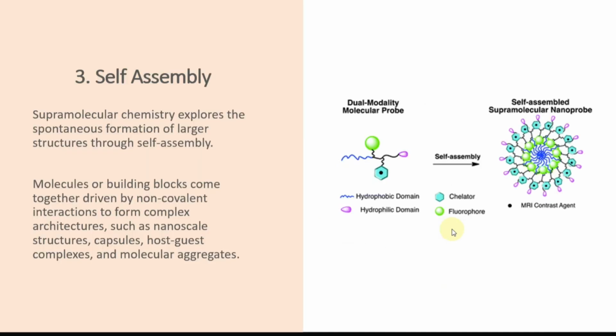Moving on towards self-assembly, well, supramolecular chemistry explores the spontaneous formation of larger structures through self-assembly. Consider this example here. As you can see, we have a hydrophilic domain and we also have a hydrophobic domain. So when the self-assembly is performed, all of the hydrophilic domains will face outside, whereas all of the hydrophobic domains will face inside. Okay, so this is just a form of self-assembly.